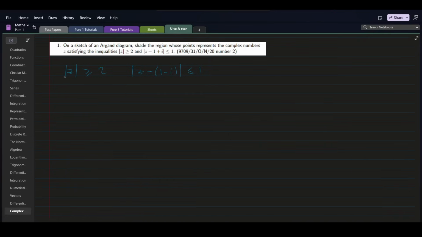Okay, so let's start by drawing this inequality over here. So we've got our imaginary axis, and then we've got our real axis. So this is the real axis, this is the imaginary axis. Okay, so this inequality over here represents a circle with the center 0, 0 and a radius of 2. So if I can draw that over here, that will look something like, okay, and then for this inequality, that's the modulus of z minus 1 minus i is less than or equal to 1. This is a circle with center 1 minus i and a radius 1.